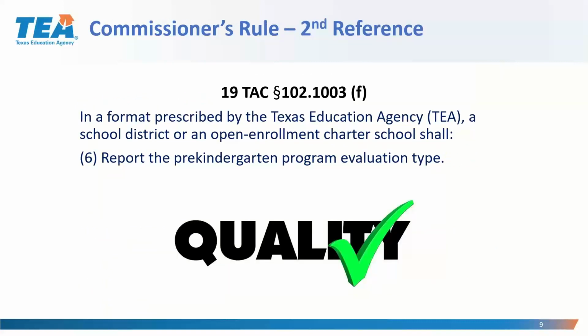This is the second reference for program evaluation that is in commissioner's rule. It says that in a format prescribed by the TEA, a school district or an open enrollment charter school shall report the pre-kindergarten program evaluation type. So what this means is that annually, districts will report into the Early Childhood Data System, ECDS, which program evaluation they used.